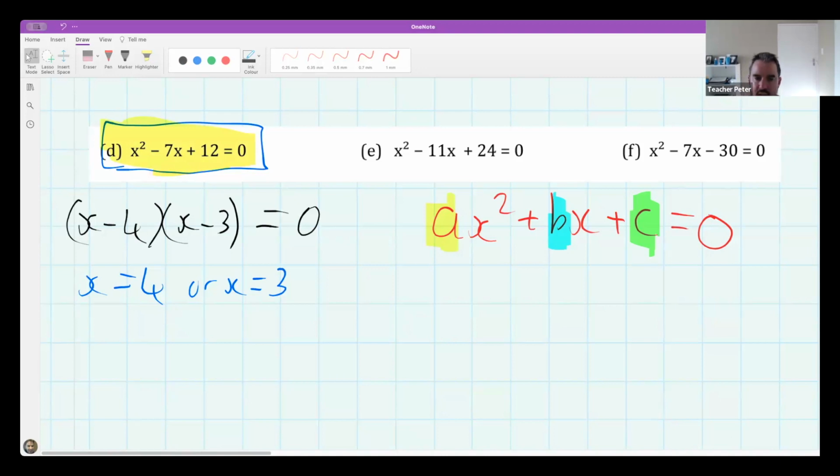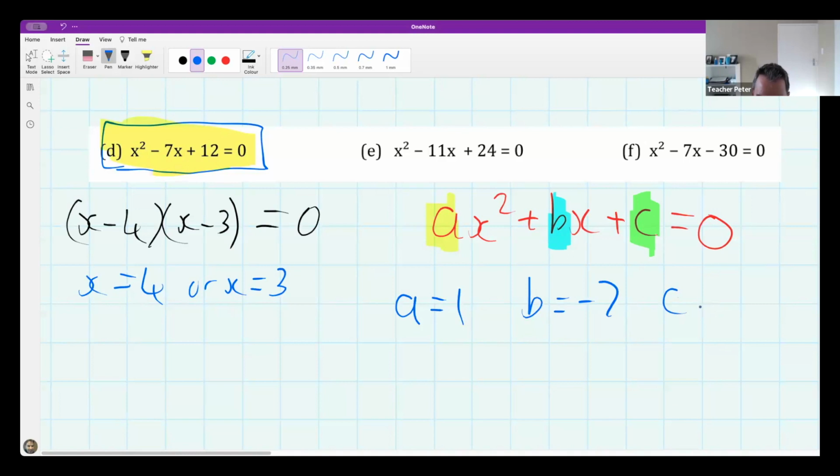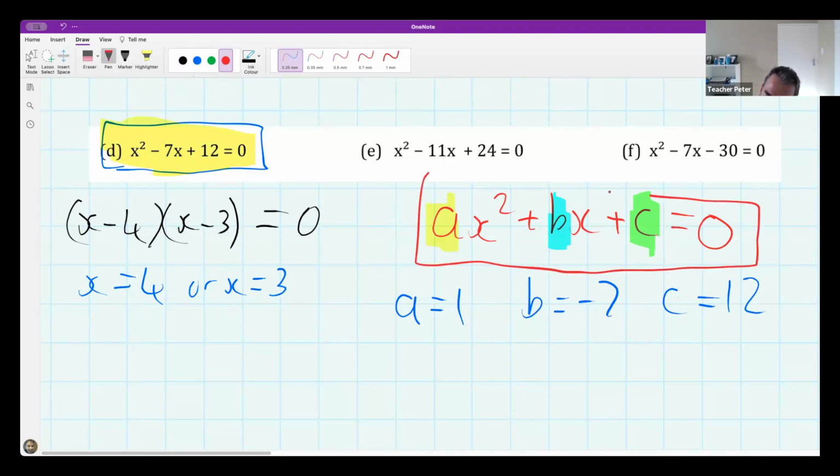Okay, so if I look at my question, I see that A is 1, B is -7, and C is equal to 12. Now, this is where this magic formula comes along. The way that we get this magic formula is by taking the standard form of a quadratic equation and completing the square, that skill that you learned before. But I'm not going to go into that. I'm just going to give you the magic formula.